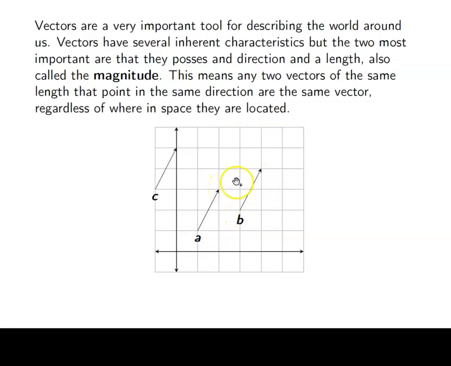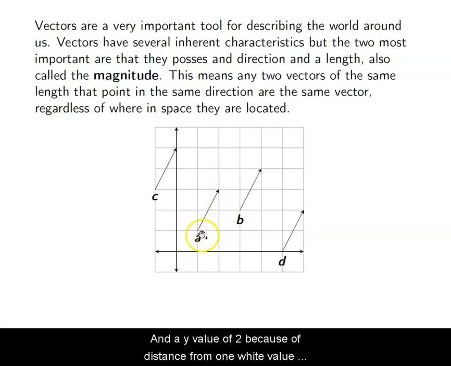Over 1, up 2, over 1, up 2, over 1, and up 2. So this vector has an x value of 1, because from one point to the other, the distance in x is 1, and a y value of 2, because the distance from one y value to the other y value is 2. So that's the components that make up this vector.